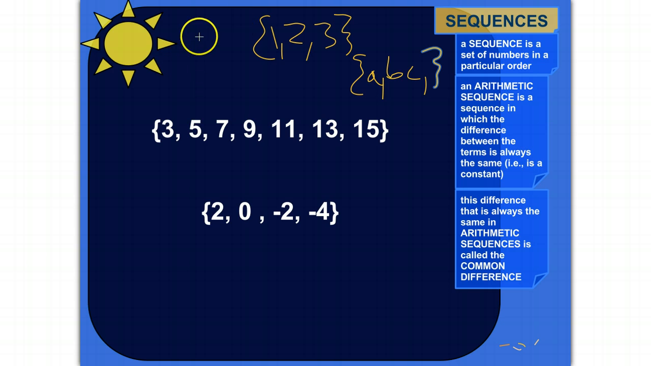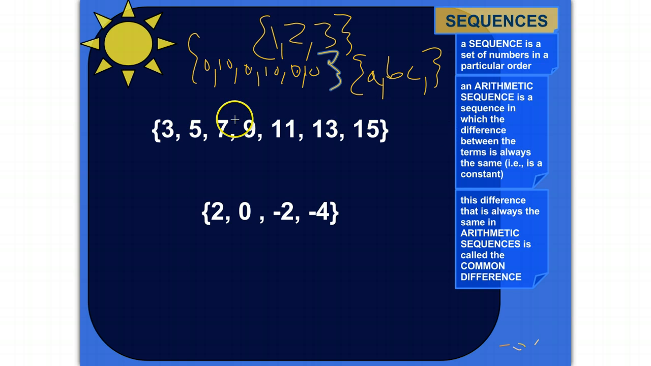I could have something that goes like 0, 10, 0, 10, 0, 10. So they follow a pattern. Any set of numbers that follows some kind of pattern or some sort of order, we would call a sequence. And there's lots of kinds of sequences, and one of them is called an arithmetic sequence.